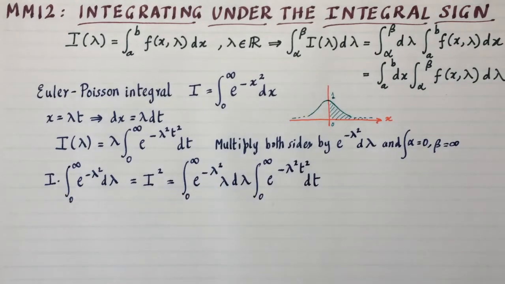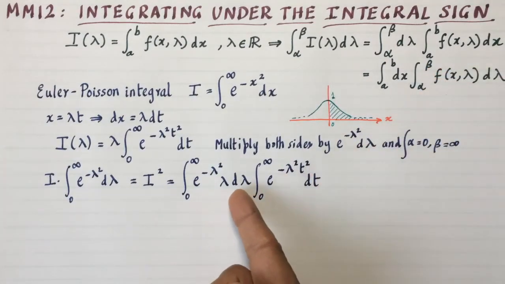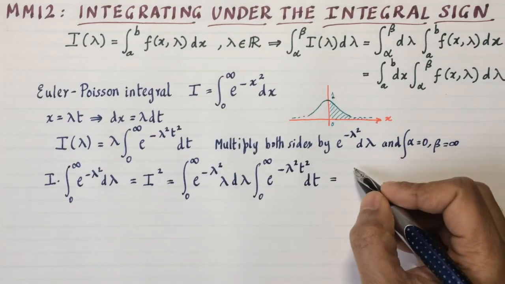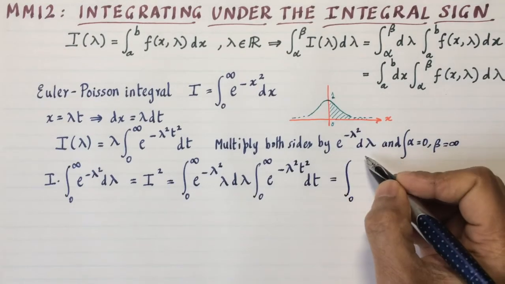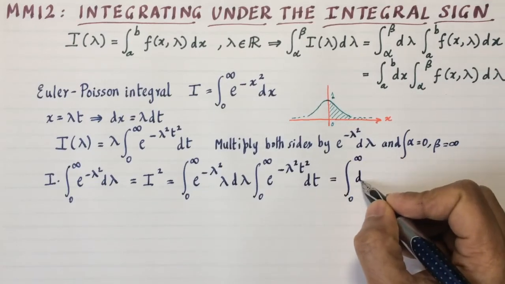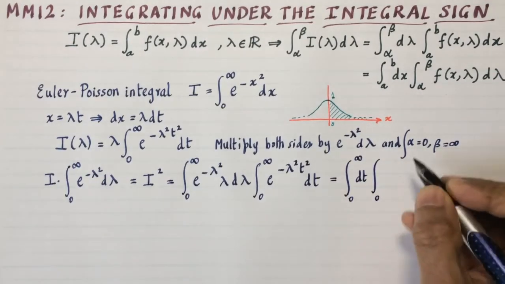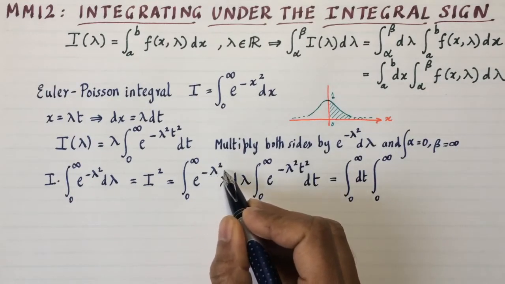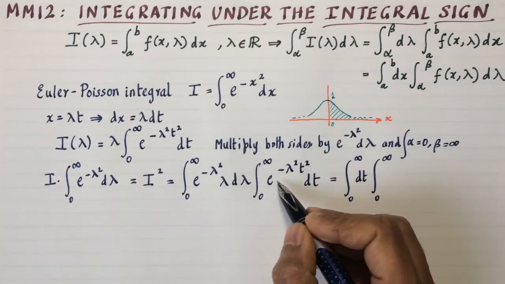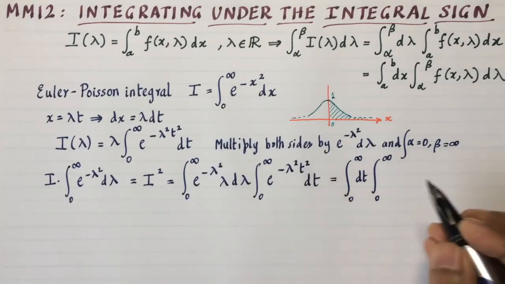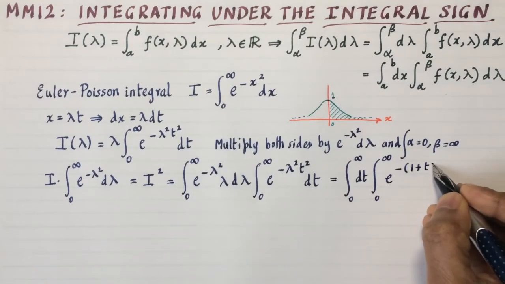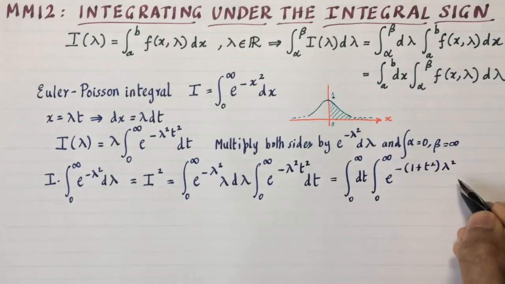Now this is where I'm going to use a theorem. I'm going to interchange the lambda and the t integrals. So applying the theorem, I'm going to get the integral from 0 to infinity dt, and then I'll club everything else in the lambda integral. Now you notice that there's an e to the minus lambda squared here, and there's an e to the minus lambda squared t squared there, so the two can combine, and I get e to the minus 1 plus t squared times lambda squared. And then there's also this lambda, d lambda.